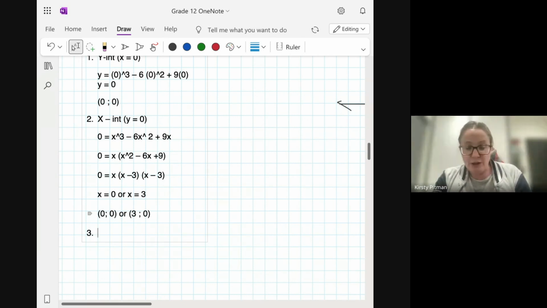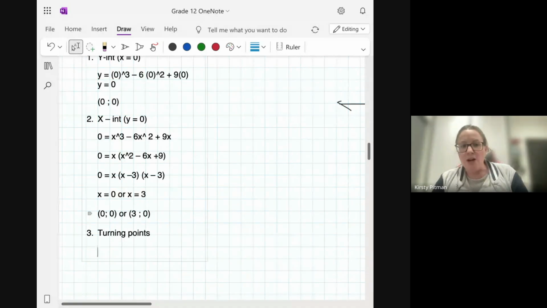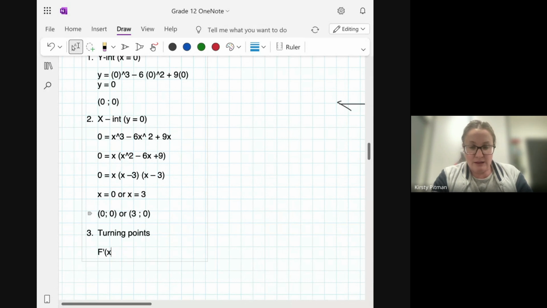Step 3, find your turning points. Turning points or stationary points, whatever you want to call them. What do you need to do first? You need to find your derivative. So the derivative of f of x is going to be equal to what? I'm going to have 3x squared minus 12x plus 9.